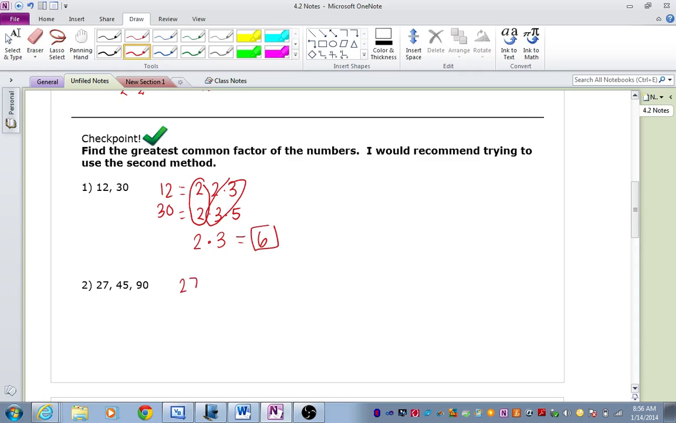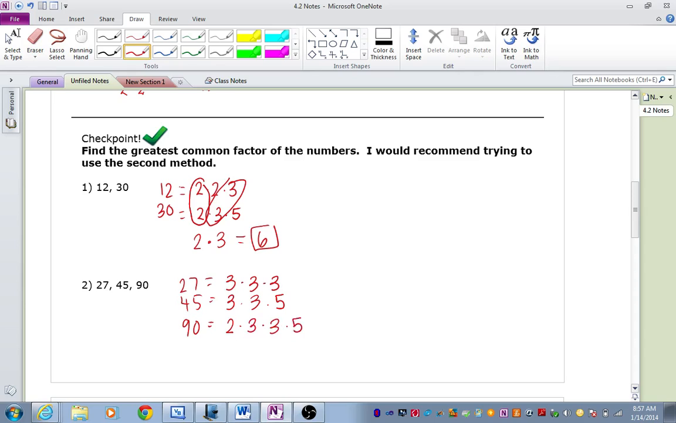For here, we have 27, 45, and 90. 27 is 3 times 9, and 9 is 3 times 3. 45 is 3 times 15. 15 is 3 times 5. 90 is 2 times 45. Let's see, 45 is 3 times 15, and 15 is 3 times 5.